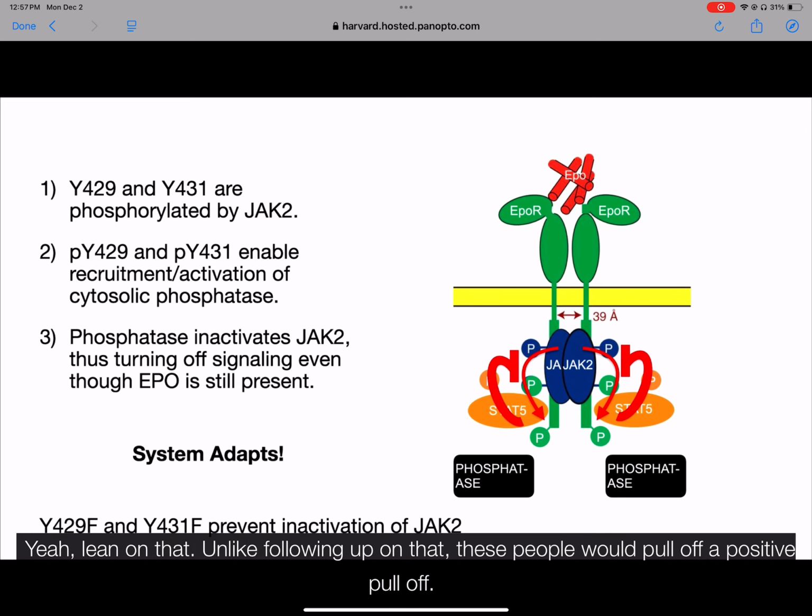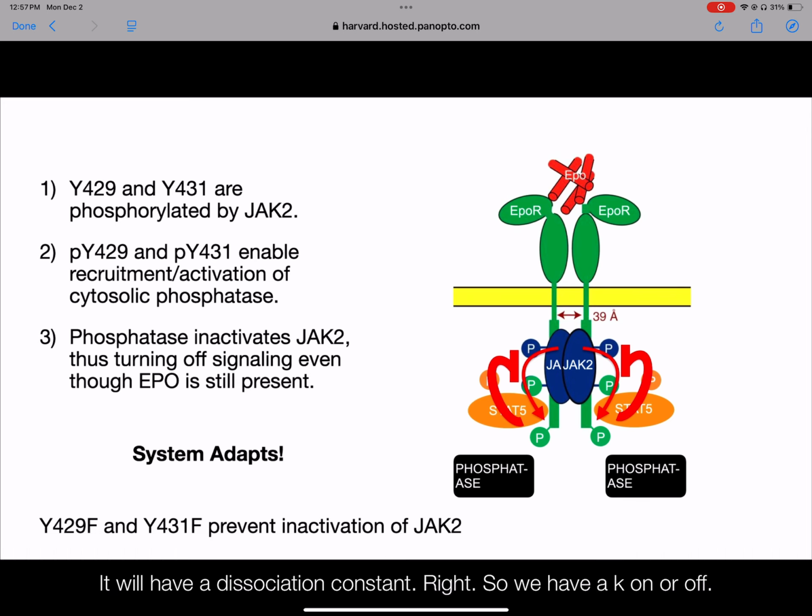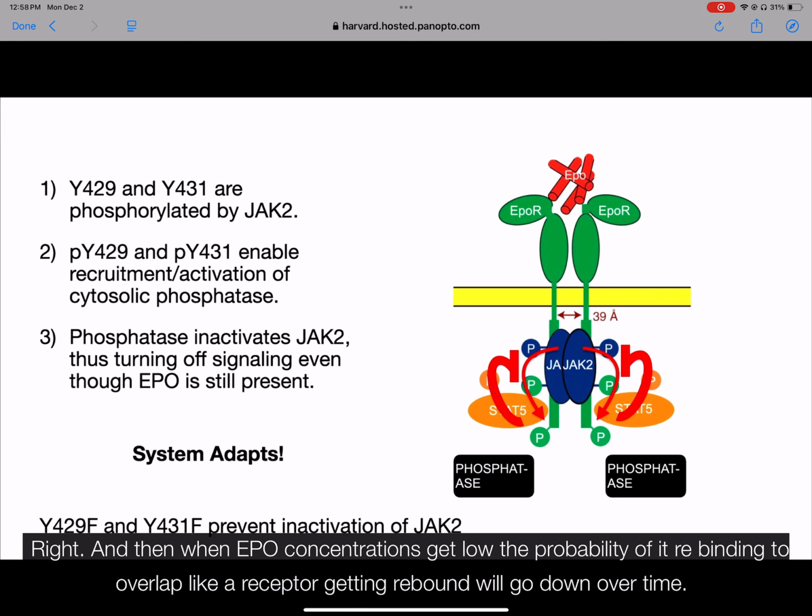Yeah. Following up on that, does EPO fall off? What causes it to fall off? It will have a dissociation constant, right? So we have a K on or a K off, and it will come off with some rate. And when EPO concentrations get low, the probability of it rebinding to a receptor will go down over time.